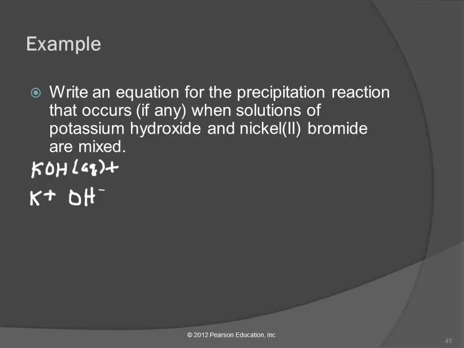So we're going to mix that with nickel 2 bromide. Nickel 2 is Ni 2 plus. Bromide is Br minus. We have a plus 2 and a minus 1. We can do the crisscross thing and end up with NiBr2.